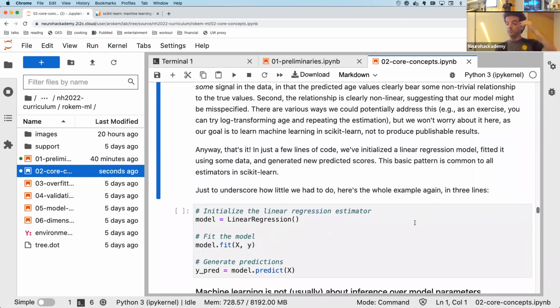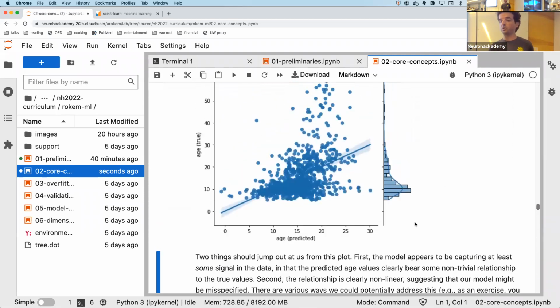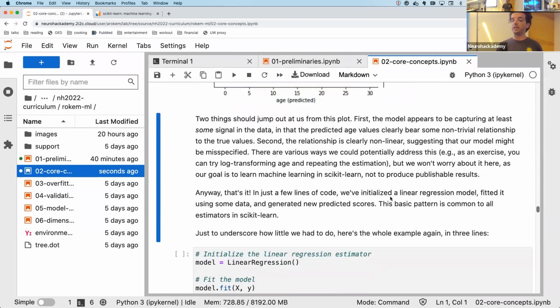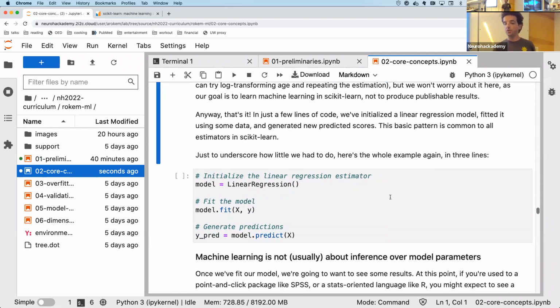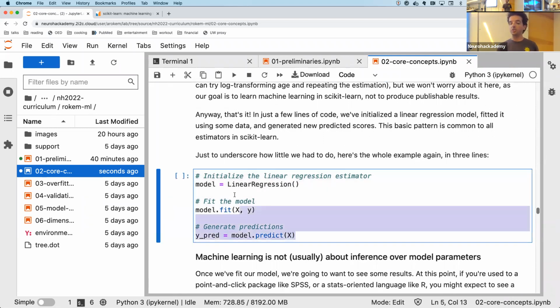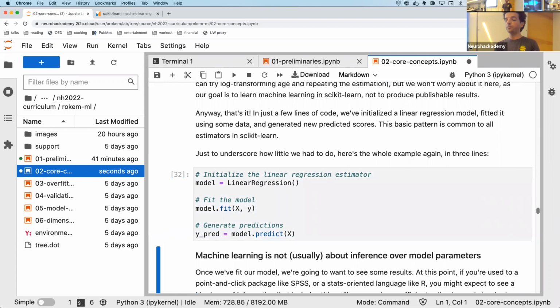But we're focused here on learning machine learning and Scikit-Learn, not producing publishable results. So we won't sweat too much what this means, except to say that we got from data to a prediction of this quantity. And here is how Scikit-Learn did this. This is the entire code to do that, which is kind of neat. The code is very simple.